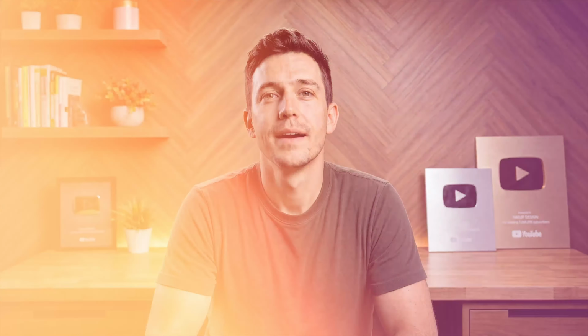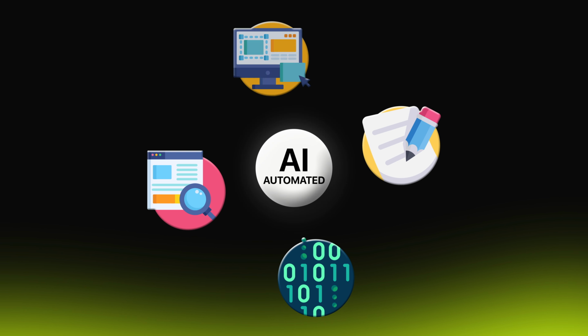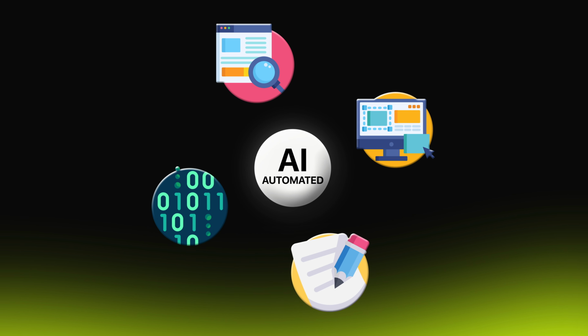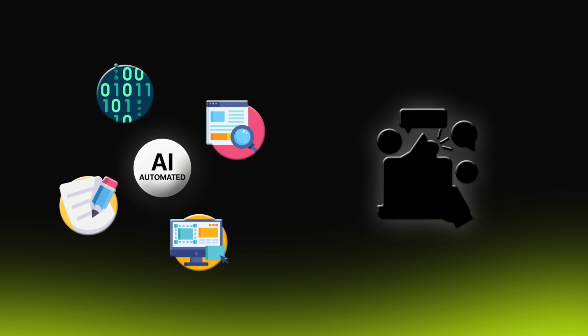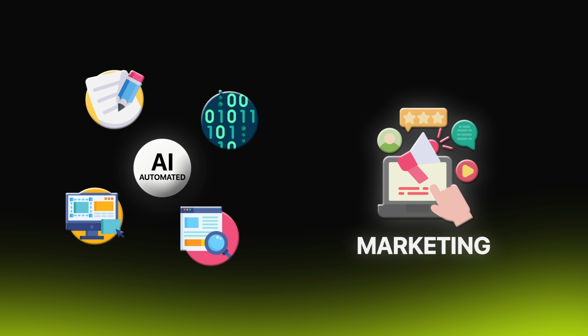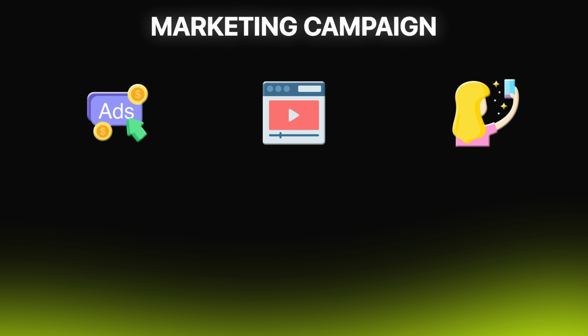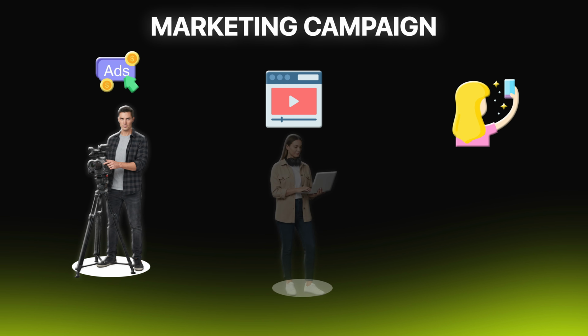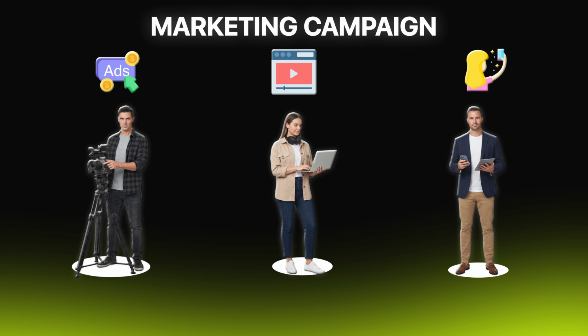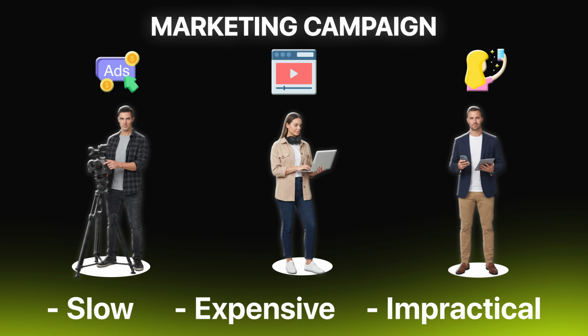$4 grand. By now, you must have already realized that AI is being used for almost everything: writing, coding, research, designing, and a lot more. But there is still one part of the business that seems stuck in the traditional way of doing things, and that is marketing. Think about it. If you want a marketing campaign with real ads, videos, and UGC content, you're still stuck hiring a cameraman, an editor, or maybe someone to plan the whole thing. It is still slow, expensive, and practically out of reach for most small businesses.